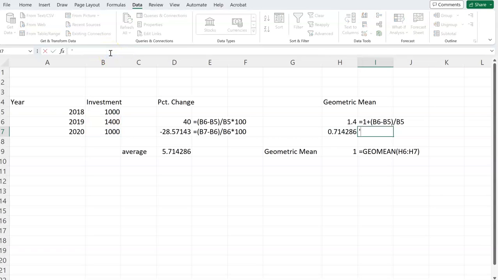So I'm going to copy and paste these formulas here, so you can see how I calculated the geometric mean.